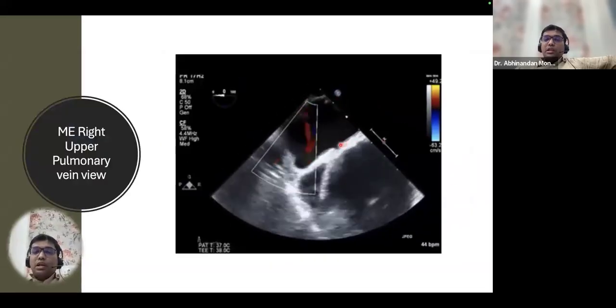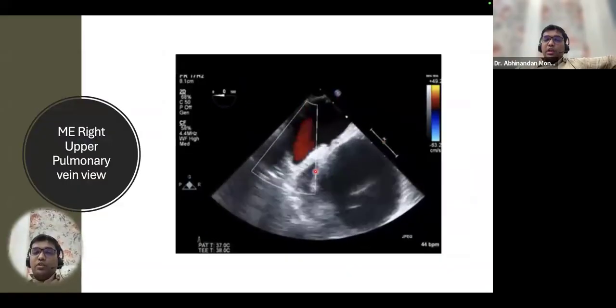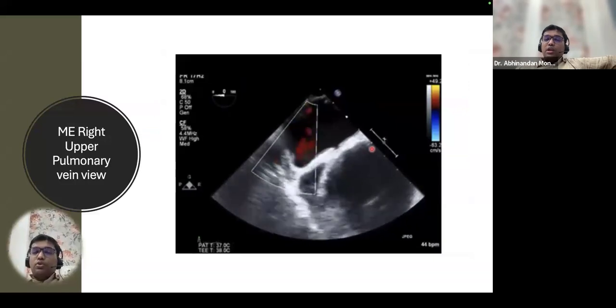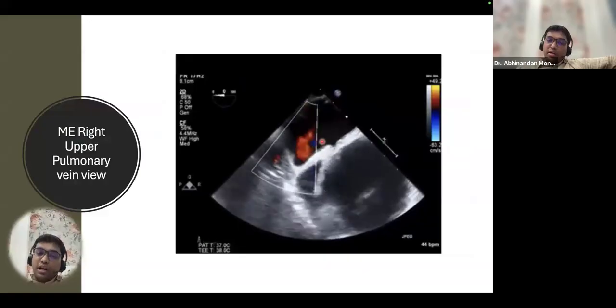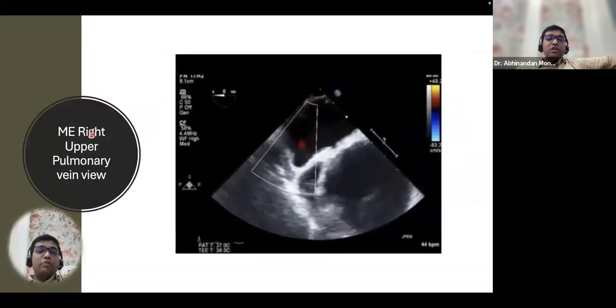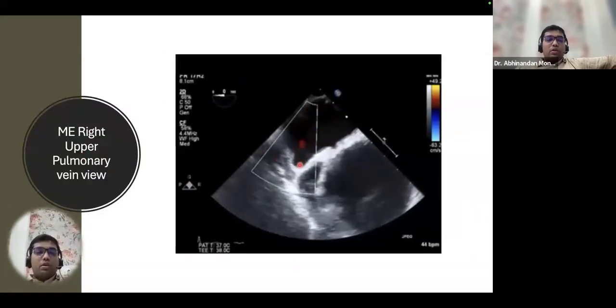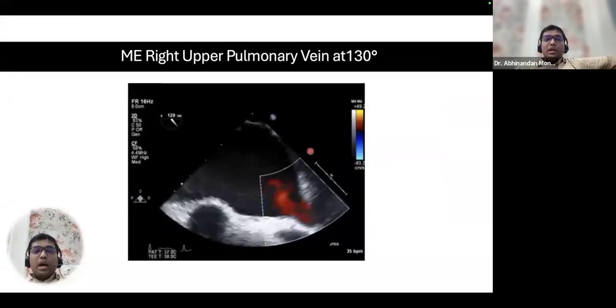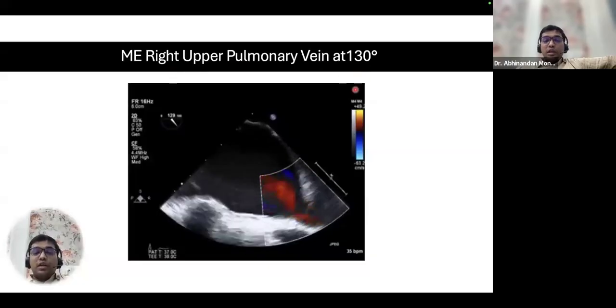So this is your ascending aorta. This is your SVC that you are seeing. So in your ascending aorta mid-esophageal short axis view, if we rotate the probe towards your right, you will be able to see the mid-esophageal right upper pulmonary vein, which will be entering into your atrium. And this is the mid-esophageal right upper pulmonary vein at 130 degrees.